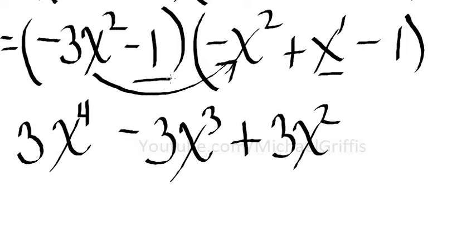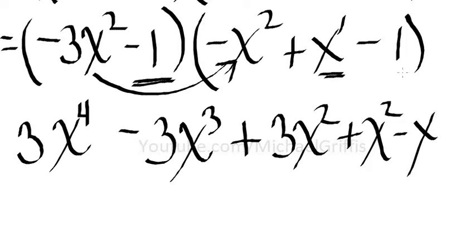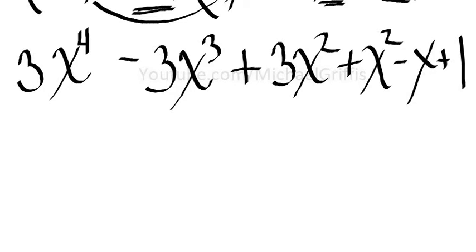Okay. Now we have this 1 here. So you can think of it as a negative 1 times negative x squared gives us a positive x squared. Negative 1 times positive x is negative x. And negative 1 times negative 1 is a positive 1. Okay. Let's go ahead and collect up our like terms.